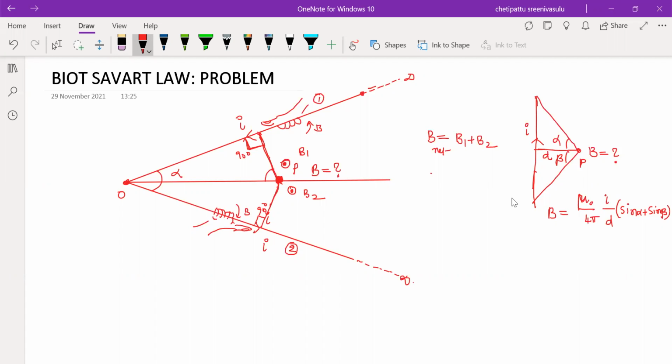Same symmetry form this is. That means here we can write B1 equals B2. Due to the first conductor, how much magnetic field is producing? Due to the second conductor also, the same magnetic field will produce. So B net will be here, we can write it as 2B. We need to find the magnetic field due to one conductor, then you can multiply with 2.